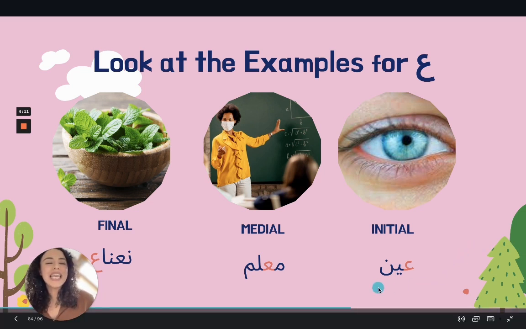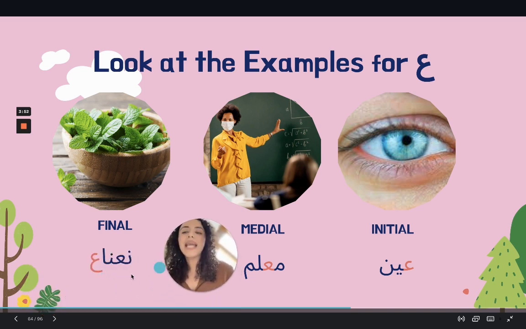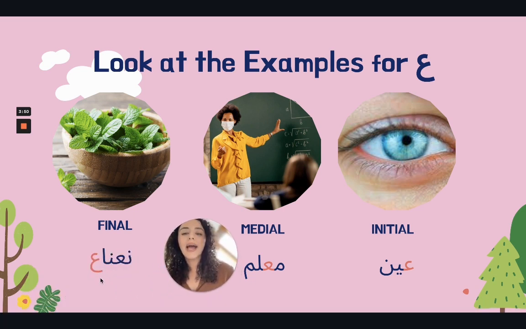So the example for ein at the beginning is the word ein, which means I. In the middle, muallim, which means teacher. And at the end, na, which means mint, na.